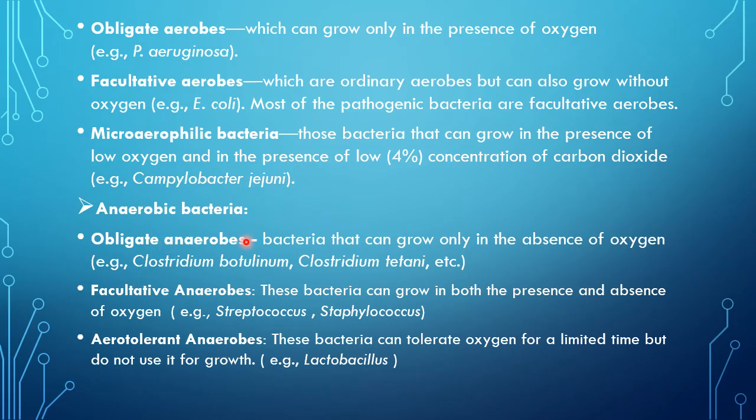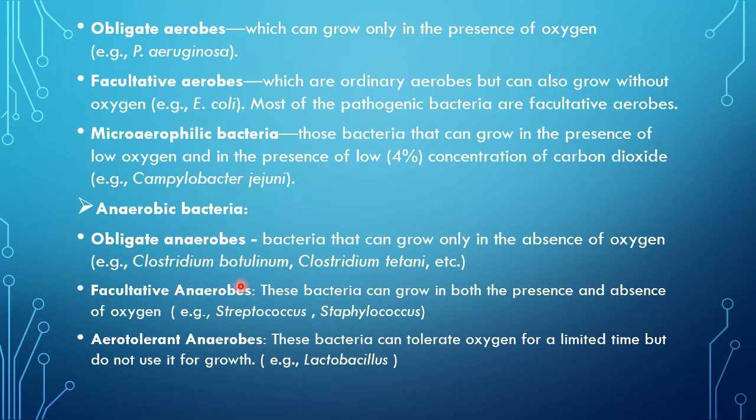And the second group here is anaerobic bacteria, that is, they do not require oxygen for their growth and survival. The first type is obligate anaerobes. Okay, so bacteria that can grow only in the absence of oxygen. Yes, so obligate anaerobes are again strict anaerobes. They do not require oxygen for their growth. Even a small amount of oxygen can kill them.